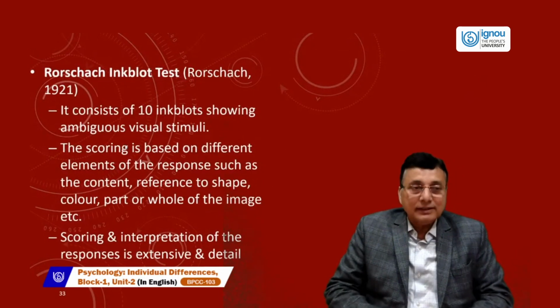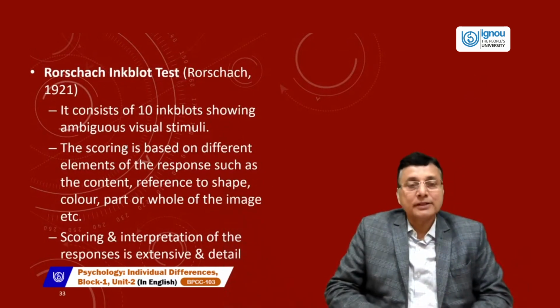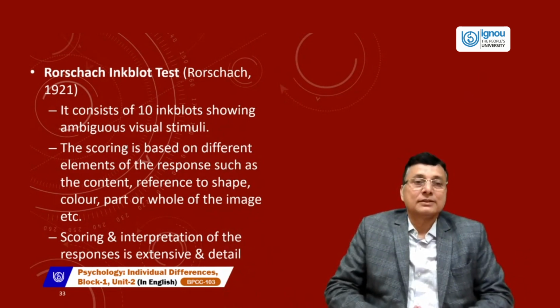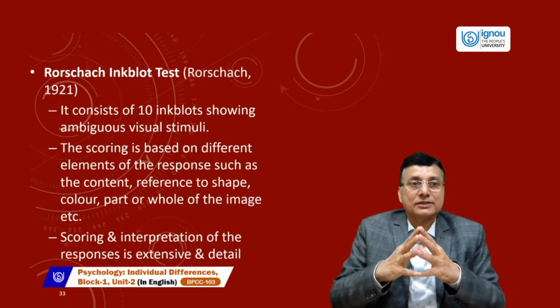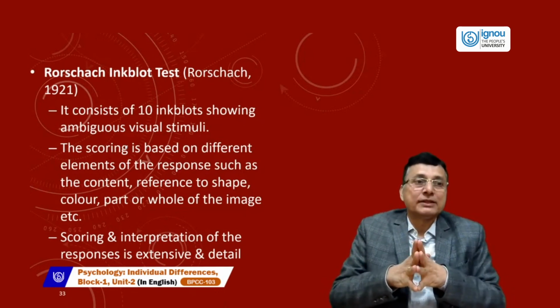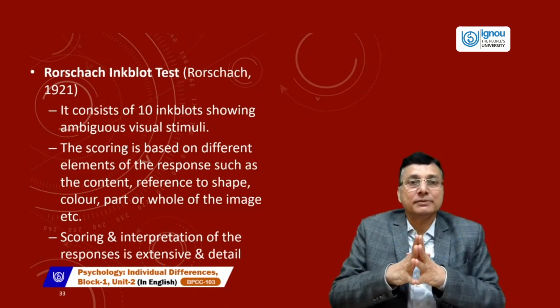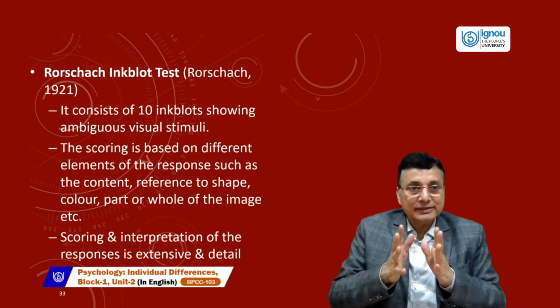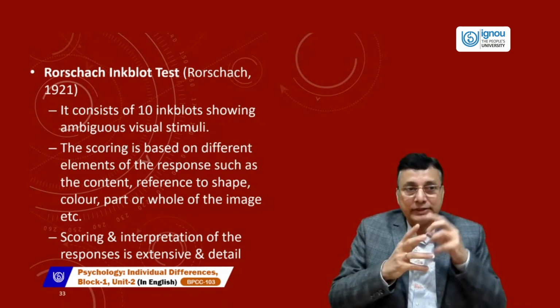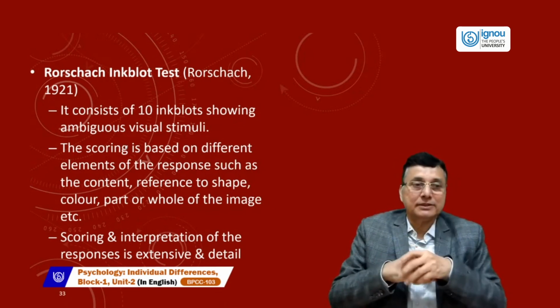So let us see the Rorschach test. There are various types of ink blot tests, like the Holtzman ink blot test and the somatic ink blot test. Rorschach is also one of them. But the Rorschach ink blot test is basically called the Rorschach psychodiagnostic. The Rorschach psychodiagnostic was given by Hermann Rorschach. The test consists of 10 ink blots showing ambiguous visual stimuli.